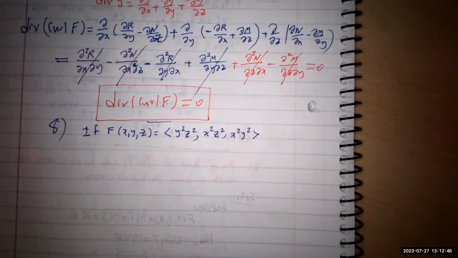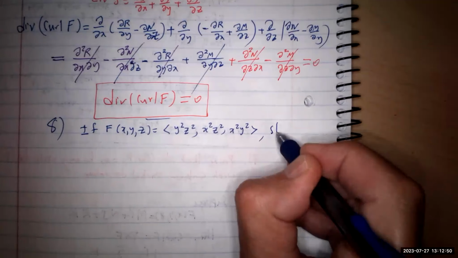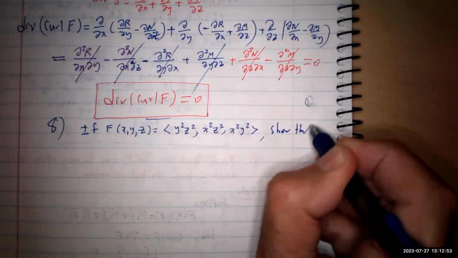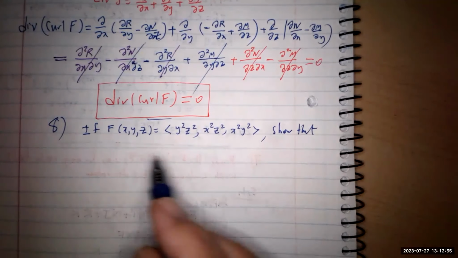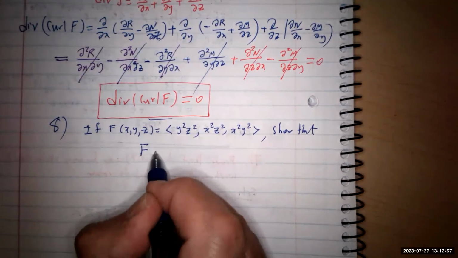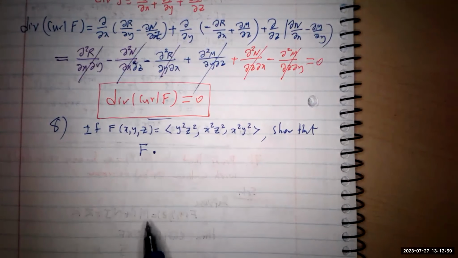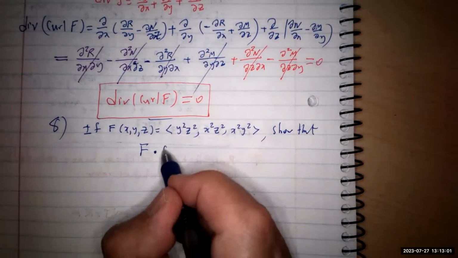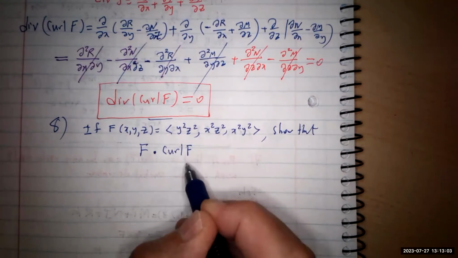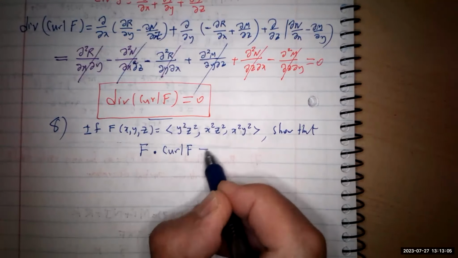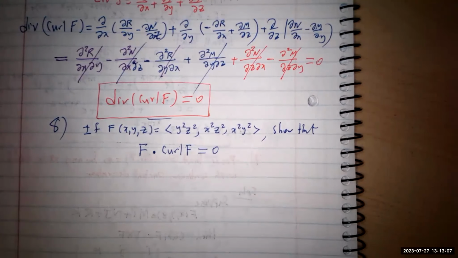The question is they ask you to show this one. We wanted to show that. Remember, this is a vector dot the curl. The curl is also a vector. We want to prove that in this case, this product is equal to 0. Okay. This is it.